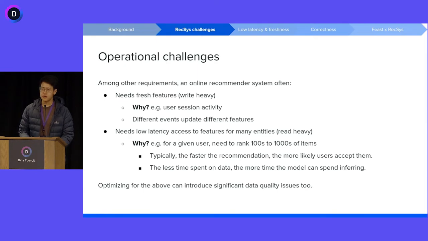There's a lot of other information that's really important, such as your user session data. Your preferences over the course of a session are going to be shifting pretty rapidly, so you also need to take that into account, right? And then the second bucket is more focused on how do you actually fetch feature data for a bunch of entities at the same time.